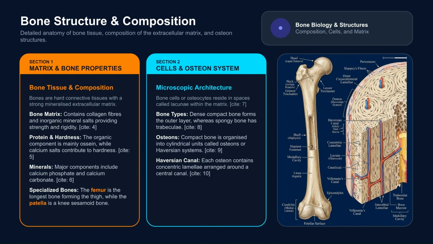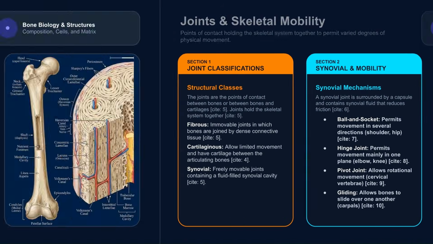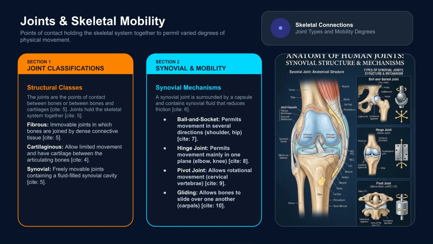Bones are hard connective tissues with a strong mineralized extracellular matrix. The bone matrix contains collagen fibers and inorganic mineral salts that provide strength and rigidity. The organic protein component of bone matrix is mainly ossein, while calcium salts contribute to hardness. The major mineral components of bone include calcium phosphate and calcium carbonate.